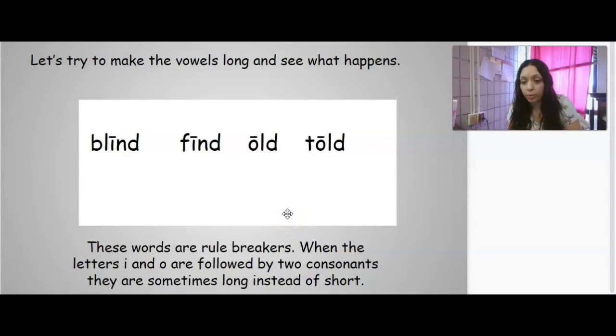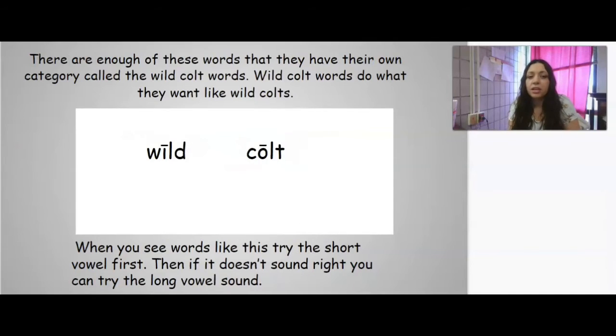These words are rule breakers. When the letters I and O are followed by two consonants, they are sometimes long instead of short. So look, I've got one, two consonants, that makes it long. These are rule breakers, okay? There are enough of these words that we actually have their own category for them. We call them wild colt words.